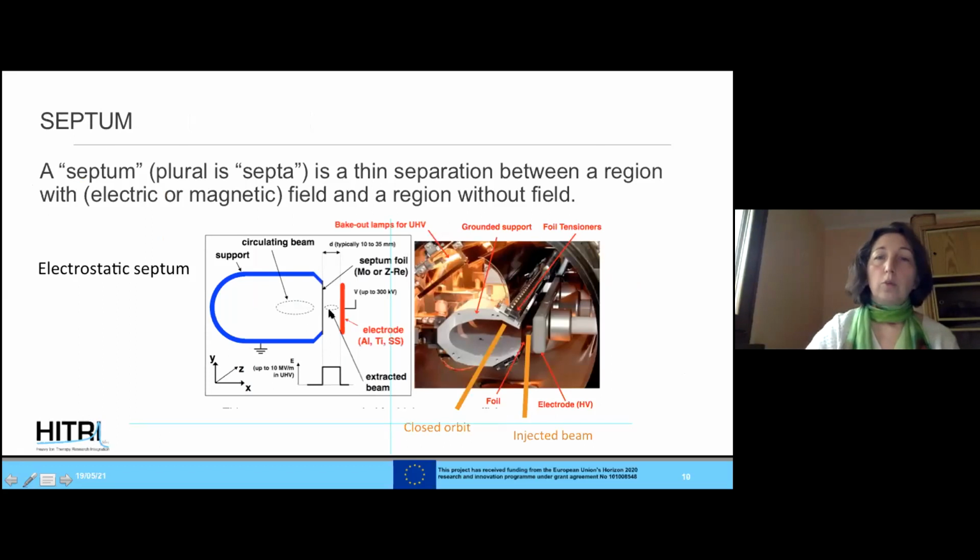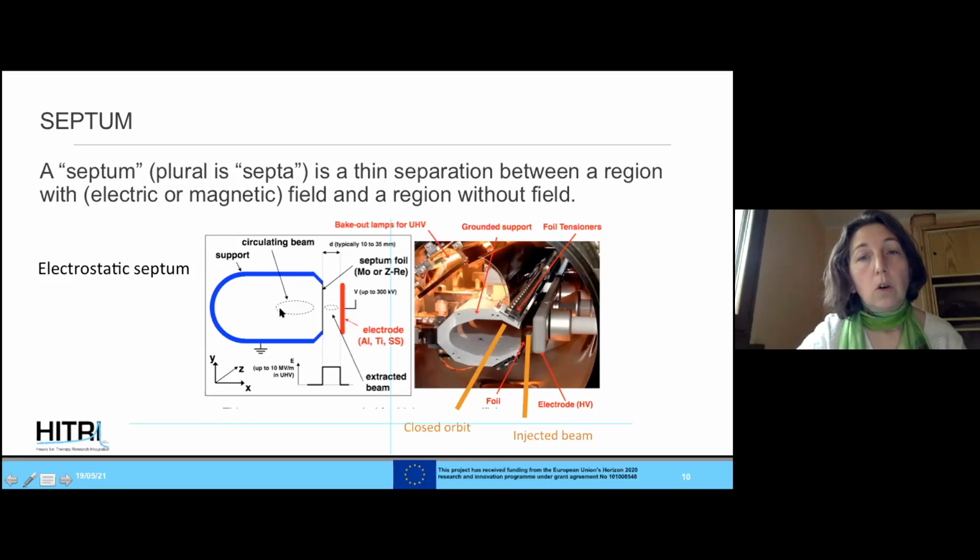Now, this is to show you how a septum looks like. The septum is here. This is the thin foil. And on this side, you have the vacuum chamber of your synchrotron where there is no field. On the side of the incoming beam, this is an electrostatic septum, so you have an electrode. And here you have some electric field which bends the beam.